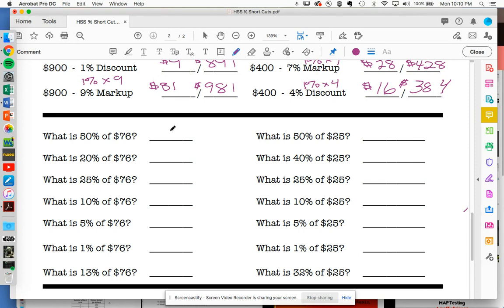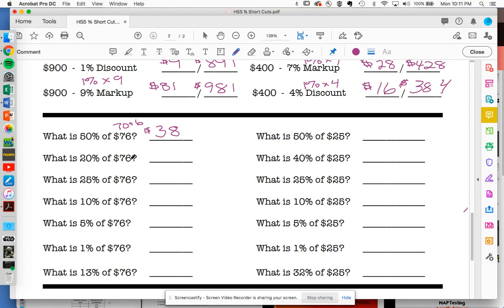All right, hopefully you understood how to do this. Remember, 50% is half. How do I find half of 76? Well, I can do half of 70 and half of 6. What's half of 70? Well, if you don't know half of 70, you can do half of 60 and half of 10, right? What's half of 60? 30. What's half of 10? 5. Half of 70 is 35. What's half of 6? 3. So that would be 38. And since we're talking dollars, we'd have $38.